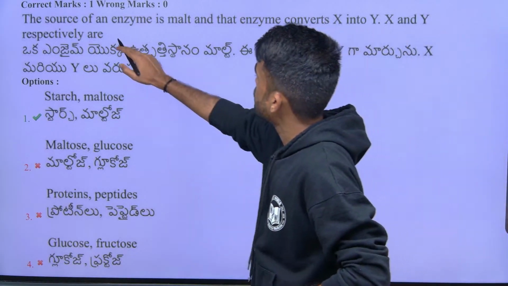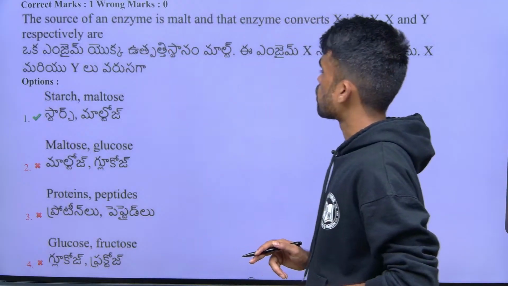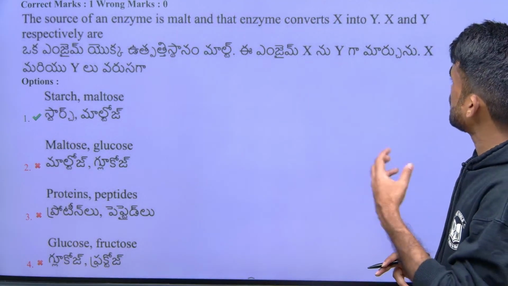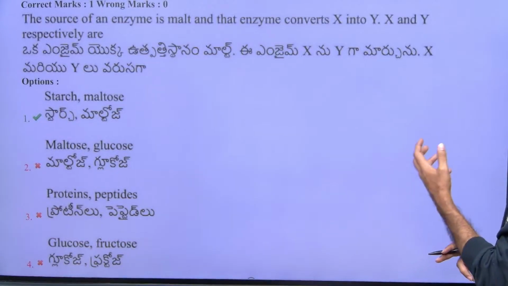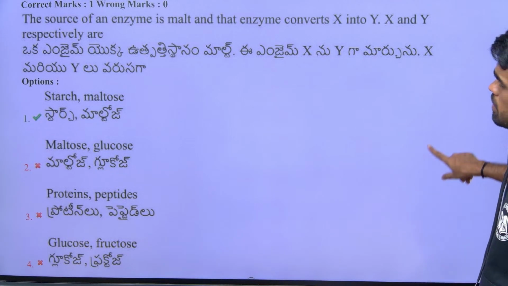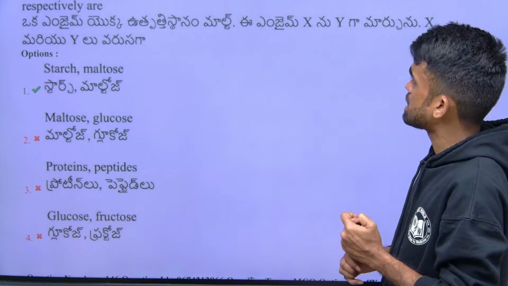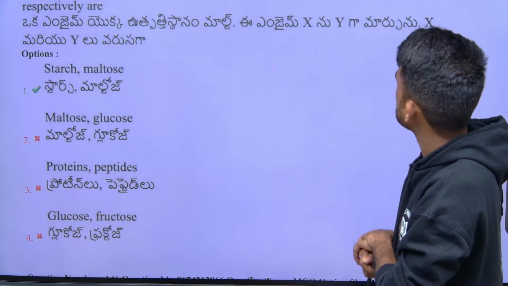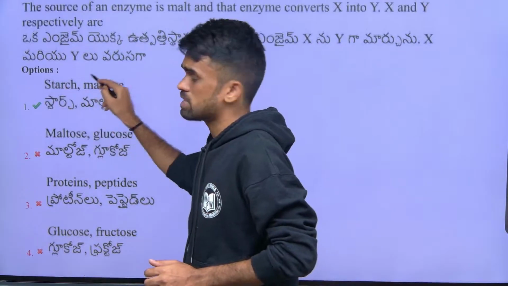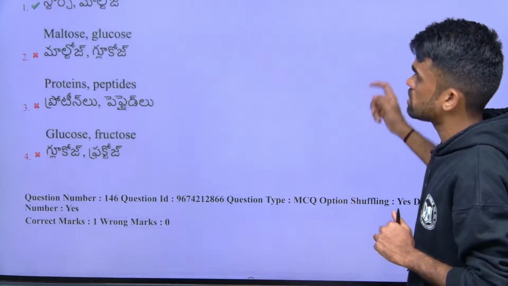The source of an enzyme is malt, and that enzyme converts X into Y. What are X and Y here? The source of the enzyme is malt, so that is diastase, which converts starch into maltose. So the first option is correct for this, from the biomolecules chapter.